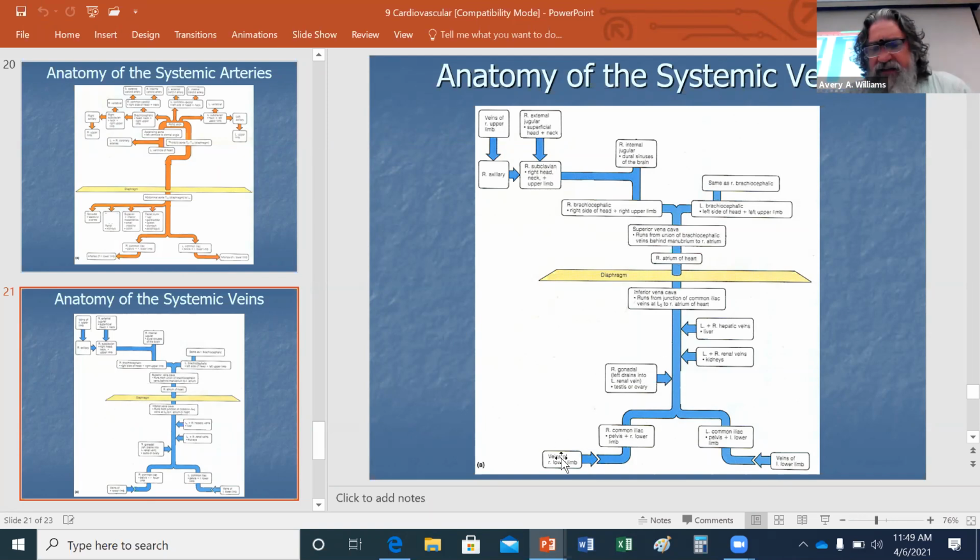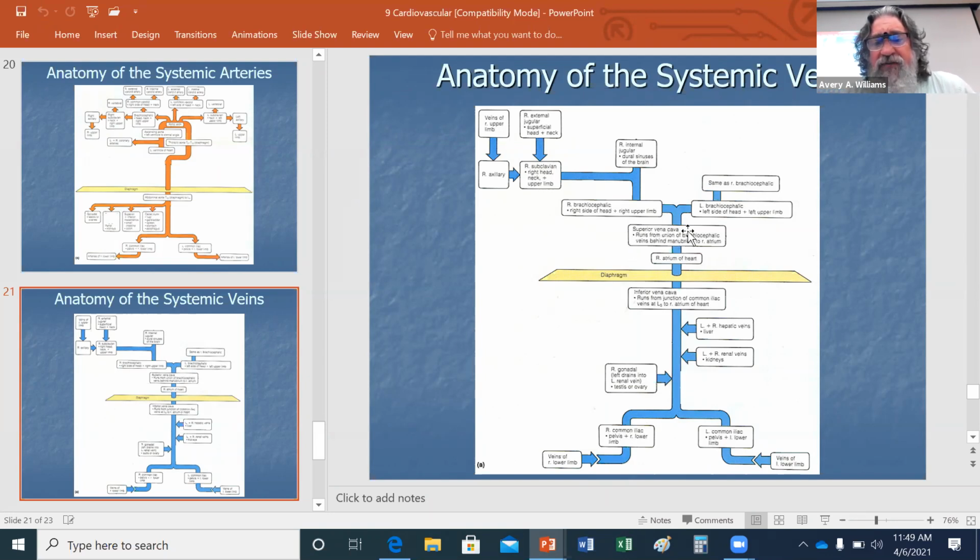Yes, yes. See the arrow? The arrow is coming back like this, and this arrow is coming like this. This blood is coming to here. This blood's coming to here. It forms this big one right here. The inferior vena cava is formed from the union of the right common iliac vein and the left common iliac vein.